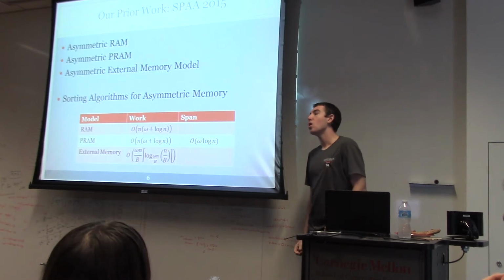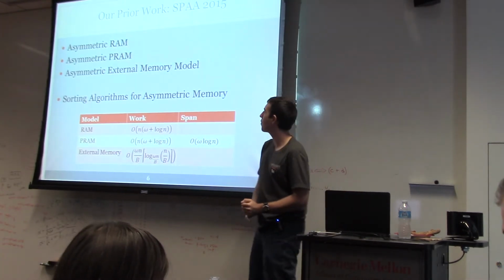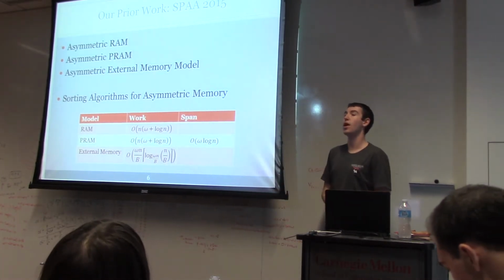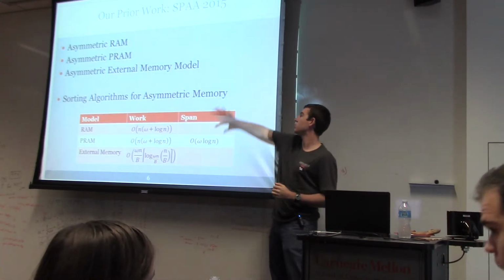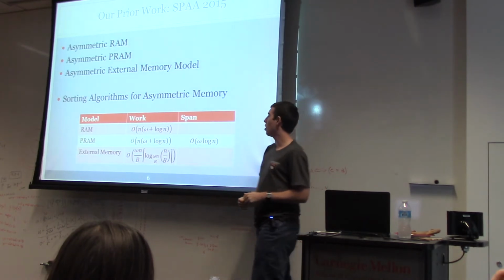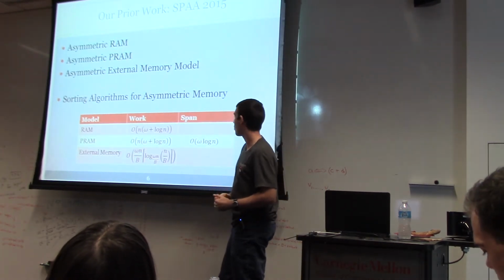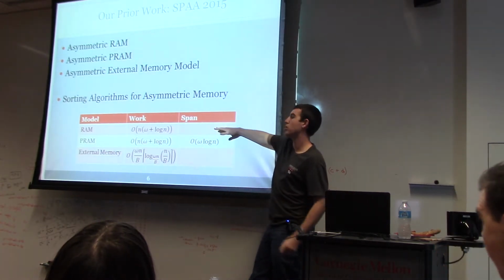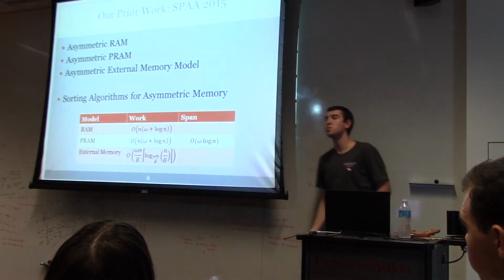So in SPAA last year, we started to look at this problem and provided a few basic models that might help us figure out how to solve the problem. And then we provided some sorting algorithms that work well in these models. So if you remember, our omega is our read-write asymmetry parameter. So we were able to get these results on the asymmetric RAM, asymmetric PRAM, and asymmetric external memory models.